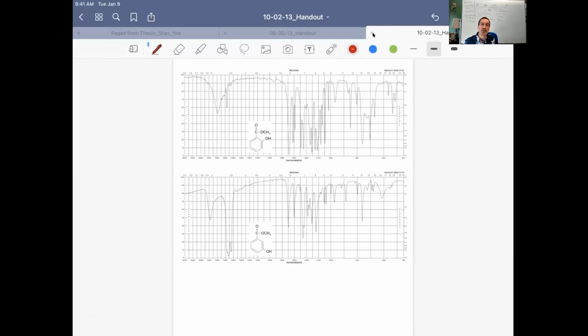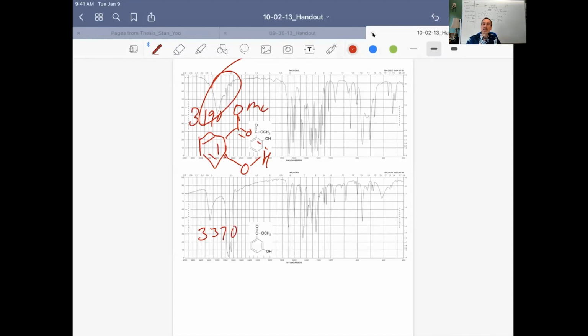It's just an example of a hydrogen bonded OH, internally hydrogen bonded OH. I guess I'll draw it out really quickly, just so you can fill out your handout. So internally hydrogen bonded OH over here, showing up at about 3190 versus a free OH over here for the meta compound, showing up at about 3370.